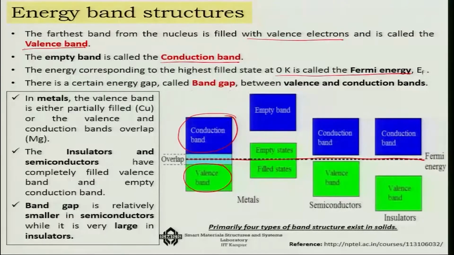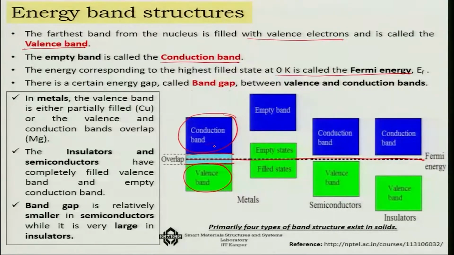Just keep in mind that your valency band is below this level and your conduction band is above this level. There is a certain energy gap between the conduction band and the valency band, and that is known as the band gap, as you can see here. Now, in metals, the valency band is either partially filled, like copper, or the valency and conduction bands overlap, like in the case of magnesium.